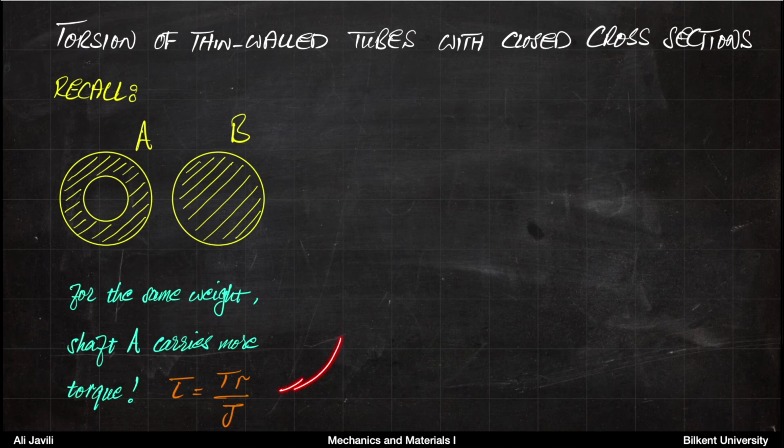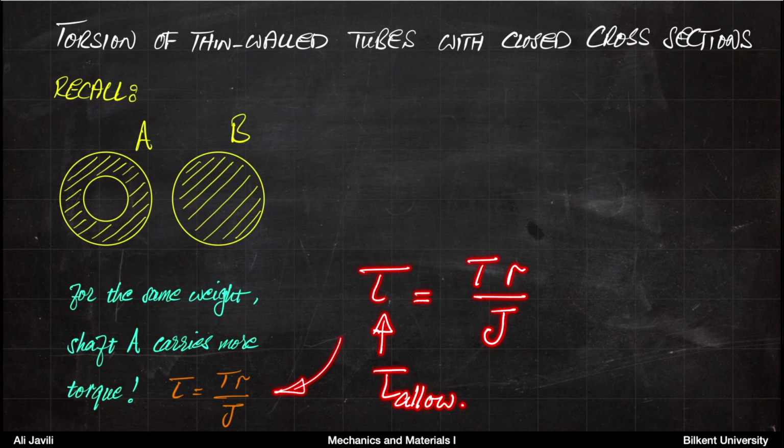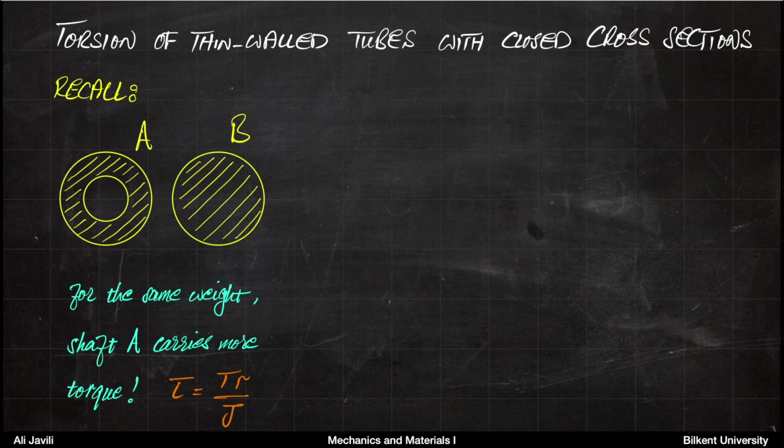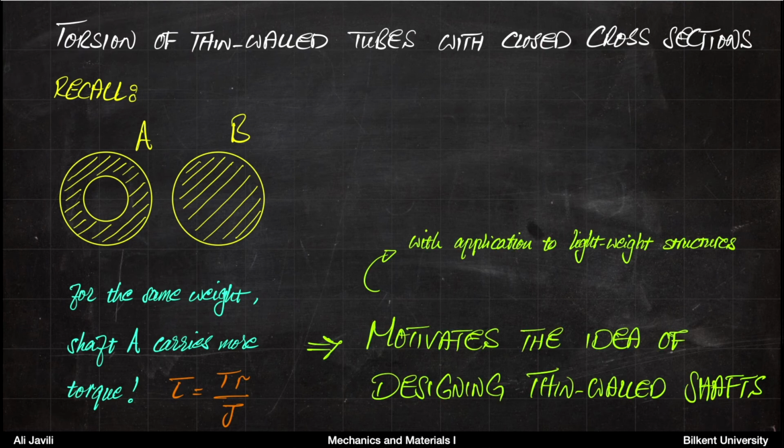And that can be explained by the formula that tau is TR over J. If you fix tau to an allowable limit, then you can see that a larger J would give you more torque. And for the same weight, shaft A has a larger J compared to shaft B. Or otherwise, for the same J, shaft A is lighter than shaft B. So this simple example essentially motivates the idea of designing thin-walled shafts. And these are applicable to lightweight structures.